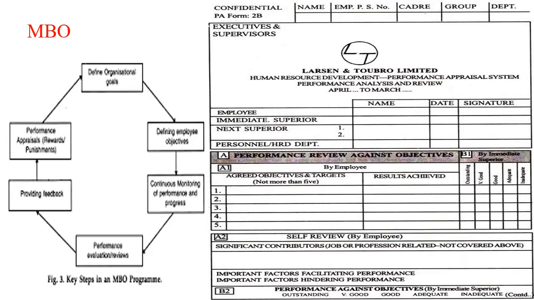Then important factors facilitating performance, important factors hindering performance. All these things are noted. And finally, performance against objective. Is it outstanding, very good, good, adequate, or inadequate is being identified. This is how MBO is being practiced in the industries.